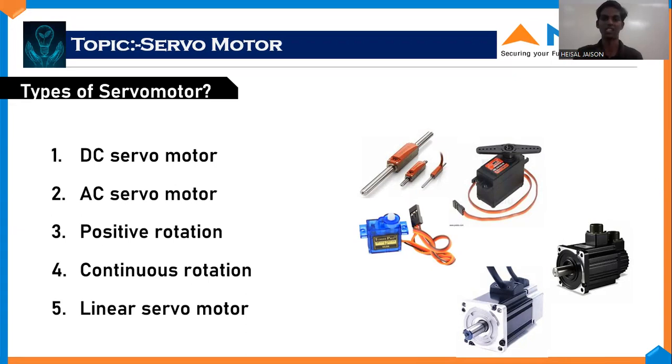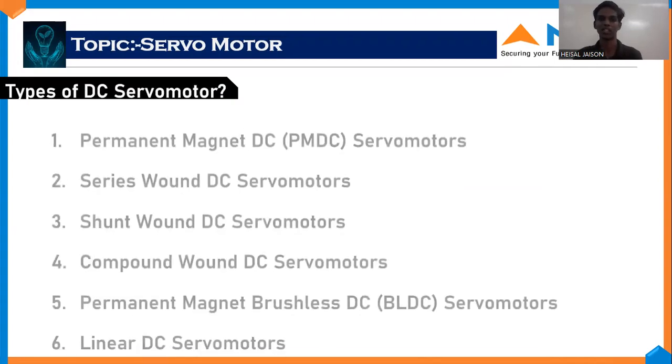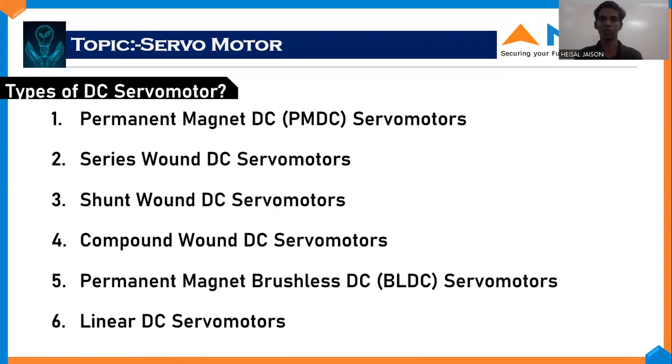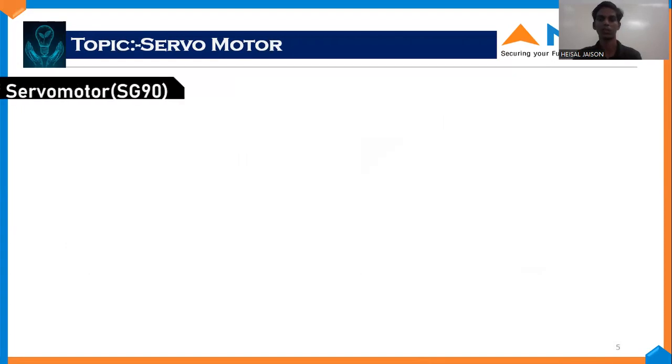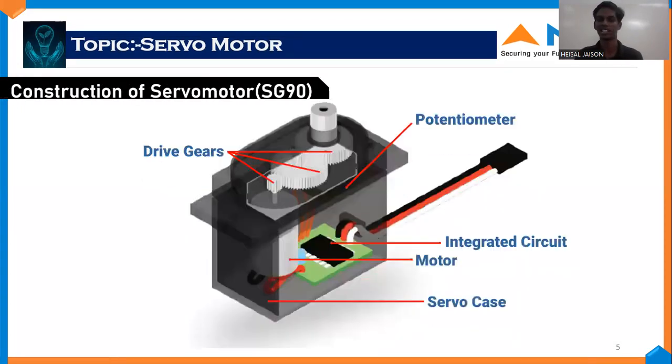My servo motor comes under the DC servo motor. In DC servo motors there are some types, like permanent magnet, series wound, shunt wound and compound wound. Among these, it comes under the permanent magnet or PMDC servo motor. So we are using a permanent magnet servo motor. The servo motor I have taken is the SG90, and in that SG90 a permanent magnet motor is used.